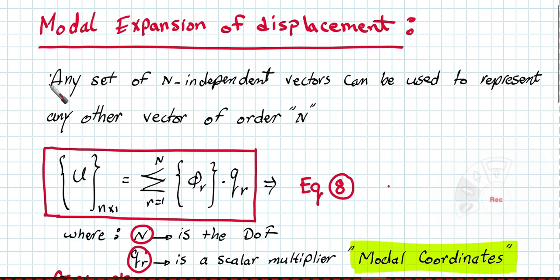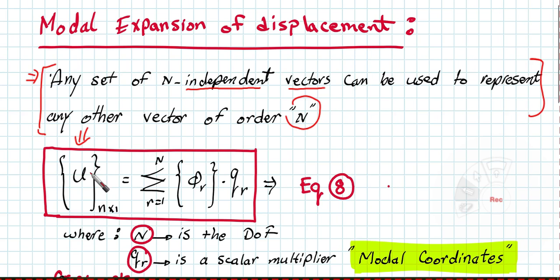So let's put this statement in the beginning, which is related to the modal expansion. We can say that any set of n independent vectors, take care of this word, independent, can be used to represent any other vector of order n. The meaning of this sentence can be given using this equation.